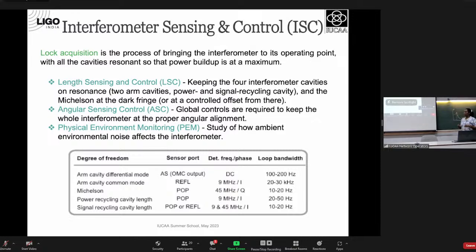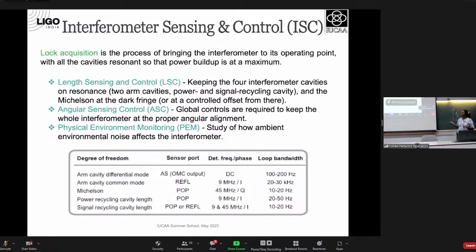And also when your interferometer loses lock, you should be able to bring it back quickly and in a more controlled way. Suppose there is a very high magnitude earthquake and you lose lock. We call it lock when it's in a controlled state, the lock state of the interferometer. So when you lose lock, you could bring it back to a controlled state. And that's what ISC does.